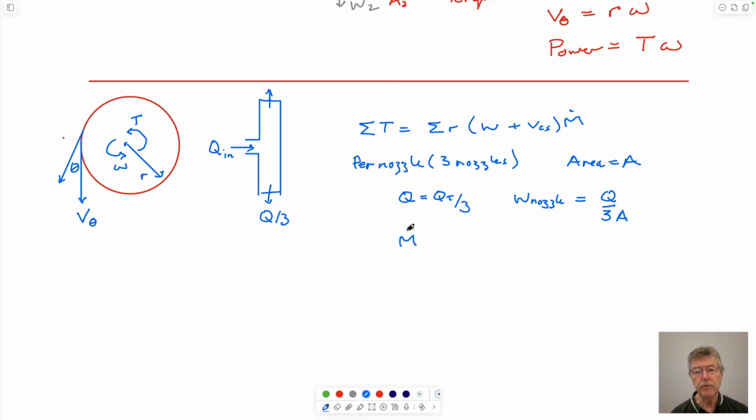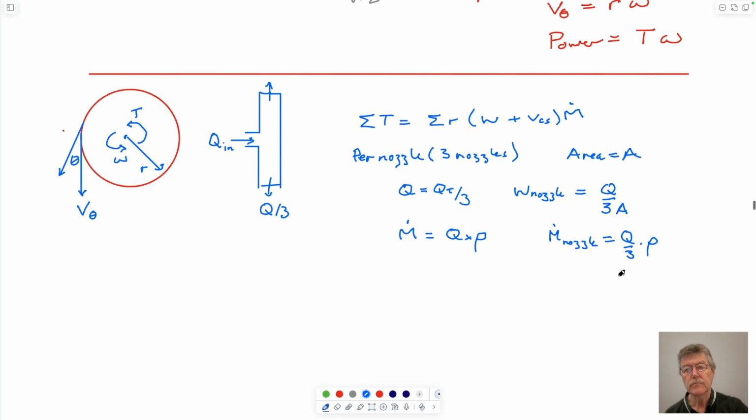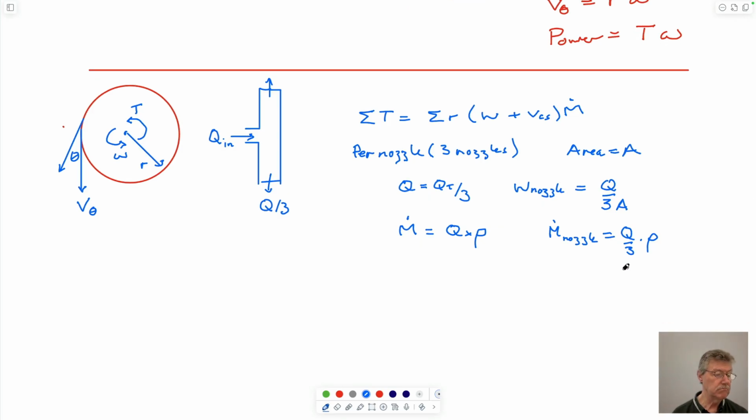Mass flow rate would be what? It would be equal to Q times density. Mass flow rate per nozzle would be equal to Q over 3 times density. And yeah. So T total would be equal to this expression here.